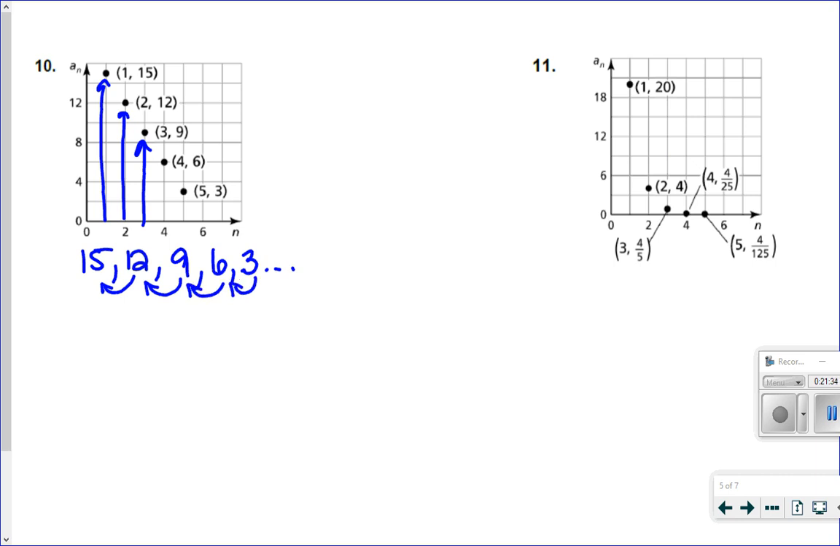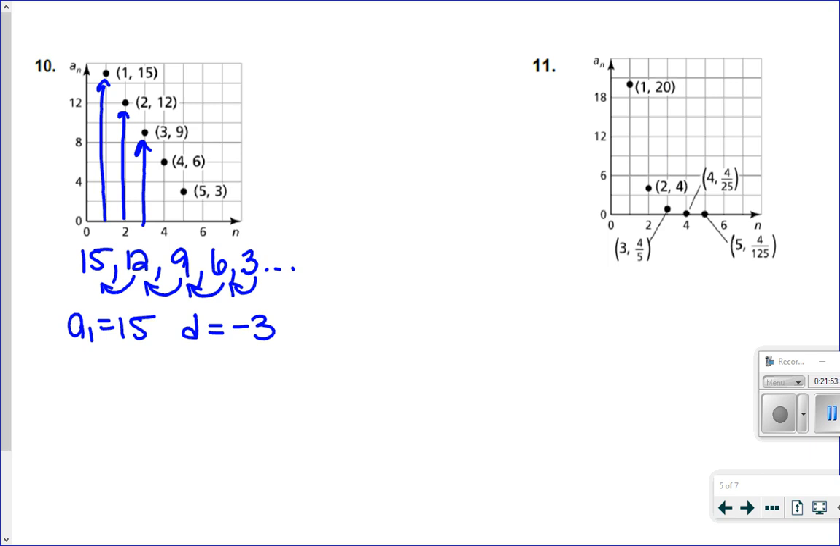So in this particular case, I can tell my first term is 15. That was my a sub 1, my first term. And that there's a common difference here of negative 3. Right? 12 minus 15, 9 minus 12, 6 minus 9, those all give me negative 3. So it's a common difference of negative 3.